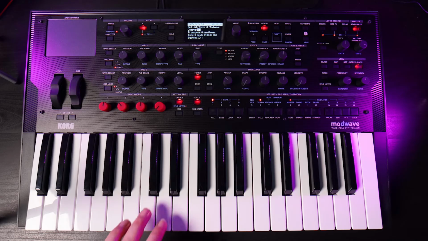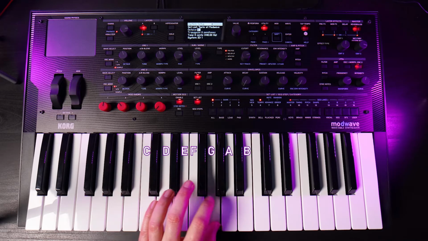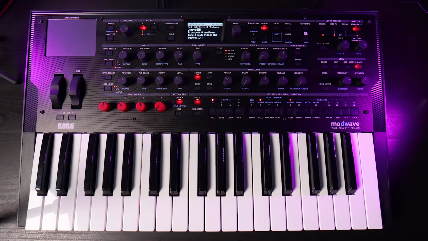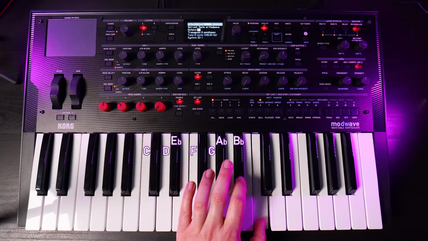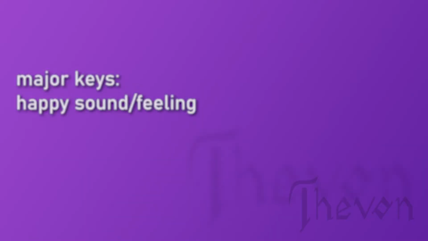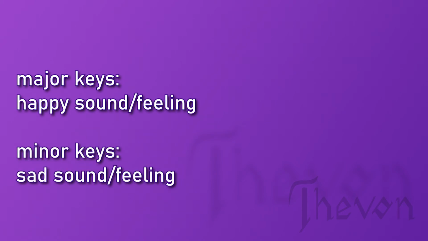For example, we can use C as our tonic, and let's figure out which other tones belong to the key of C major. Now let's look at the tones of the C minor key. As you can hear, the major key sounds happier and the minor key is more sad.